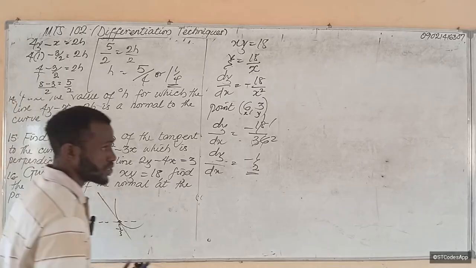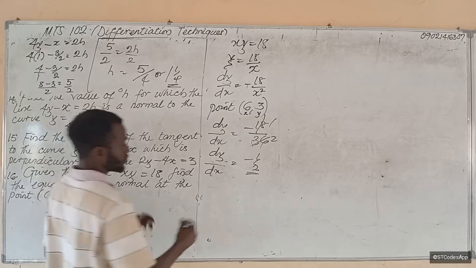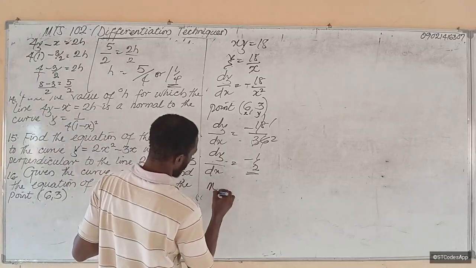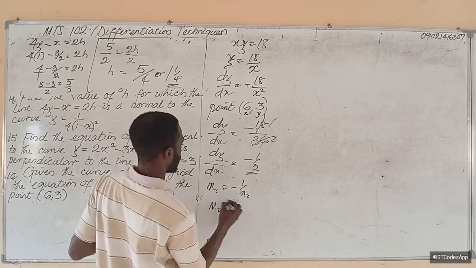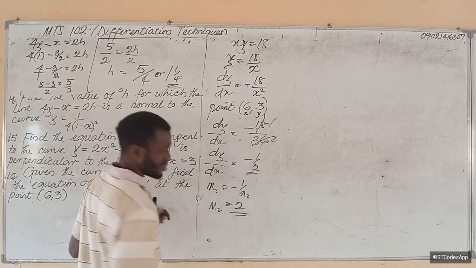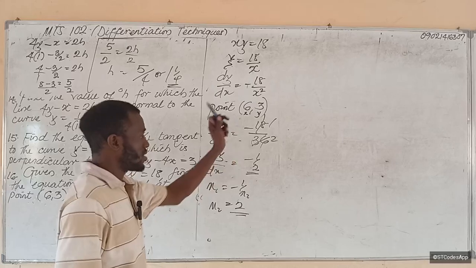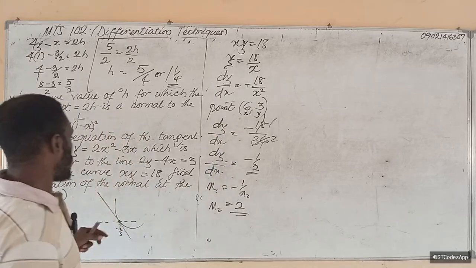Okay, so the normal will be perpendicular to the tangent. So m1 will be equal to negative m2, so that m2 here will be equal to the negative inverse of this. That will just be positive 2. I hope that makes sense to you. Positive 2, just take the inverse, which will be 2, then make it negative of negative, positive.